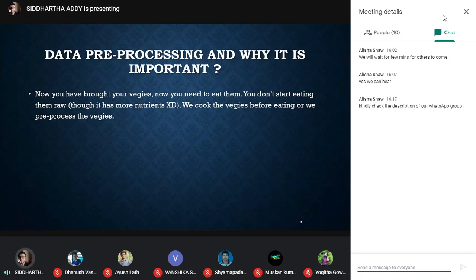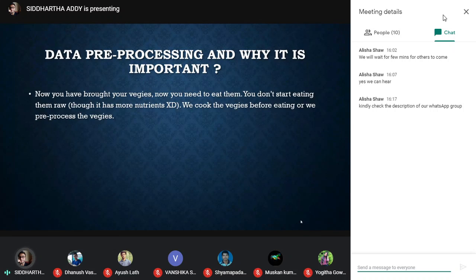Now again, start imagining. You have bought yourself some vegetables and now you need to eat them. That's why you buy things, because you can eat them. But do you start eating them right away, like raw?